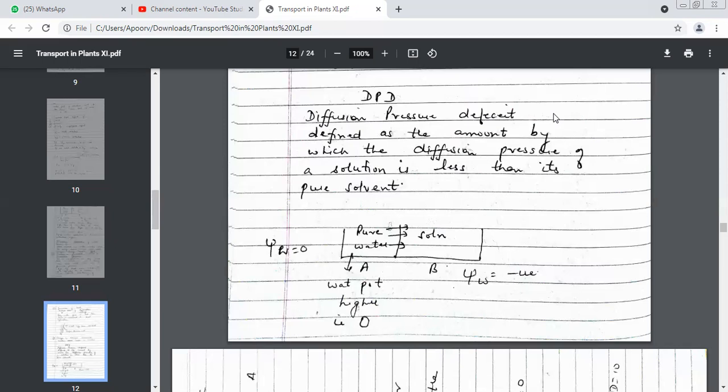80 and 50. Subtract it. How much is it? 30. 30. Good. So what did we understand?